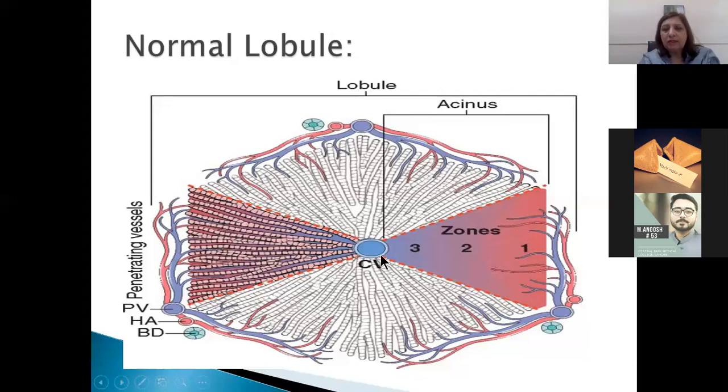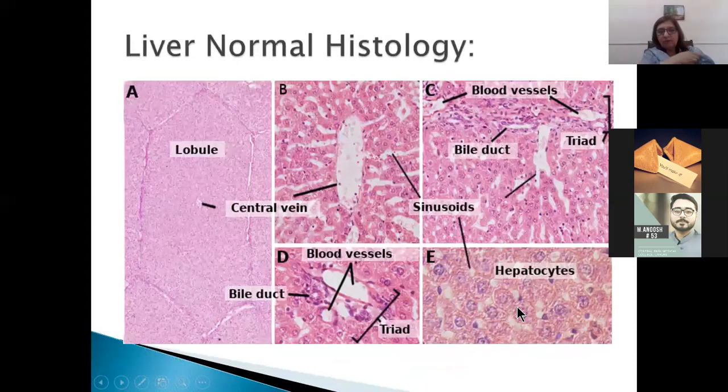These hepatocytes are arranged around the central vein, and then you can see a portal tract. This is a portal tract, and at these four ends, there will be four portal tracts. One portal tract contains portal vein, hepatic artery, and bile duct. These are the branches of portal vein, hepatic artery, and bile duct. The liver can be divided into three zones, zone 1, 2, 3, according to perfusion. Zone 1 has the best perfusion as compared to zone 2, and zone 3 is least perfused because it is away from the hepatic artery. I hope you understand this normal architecture.